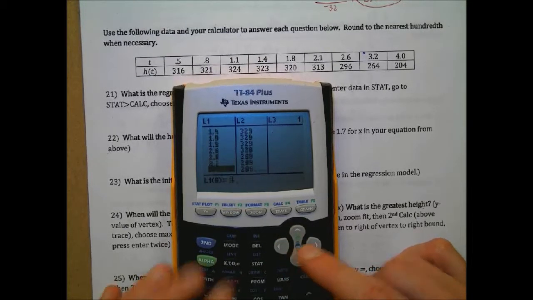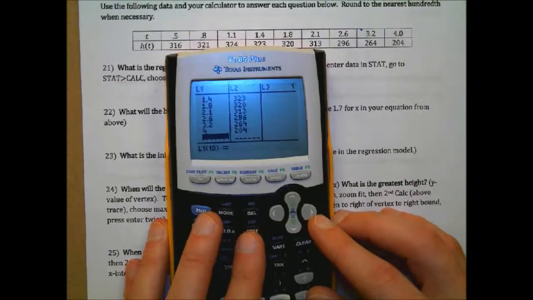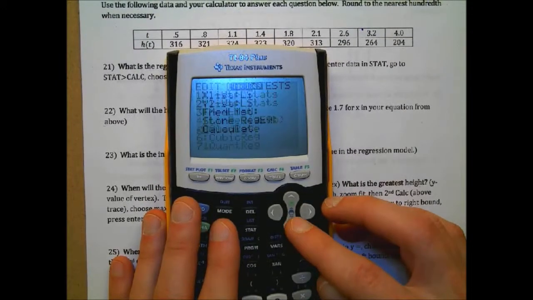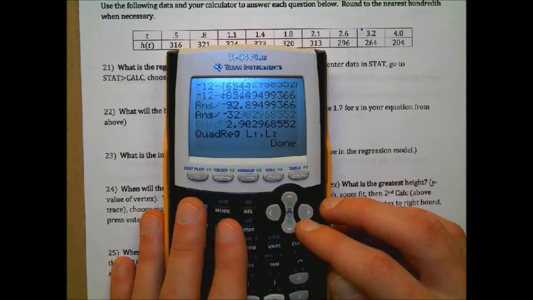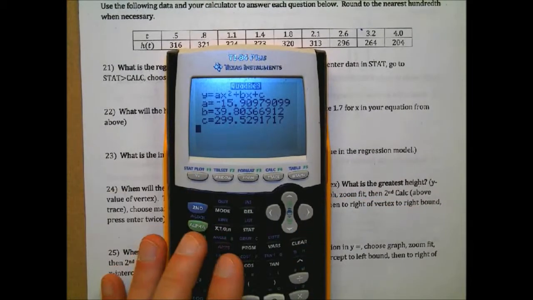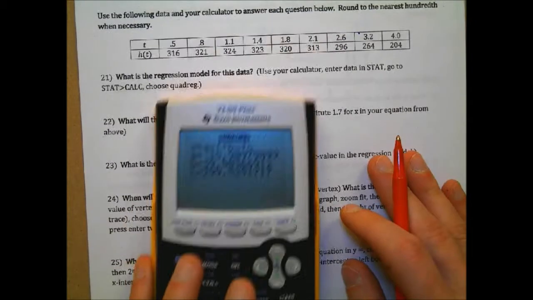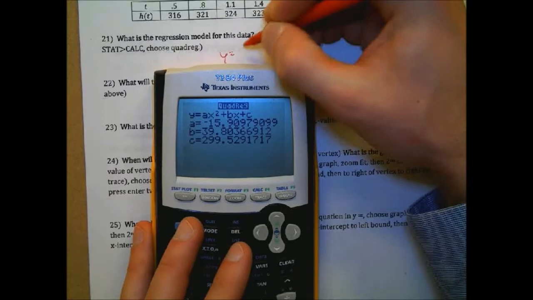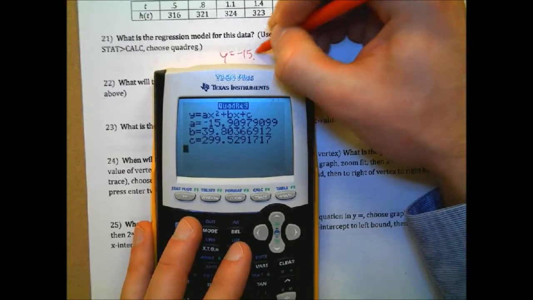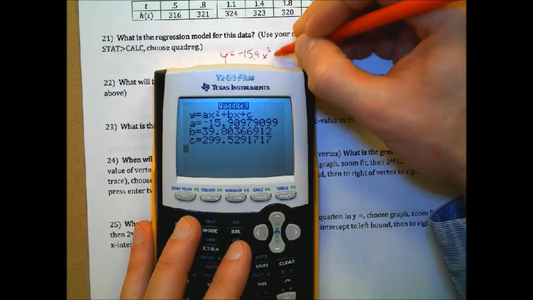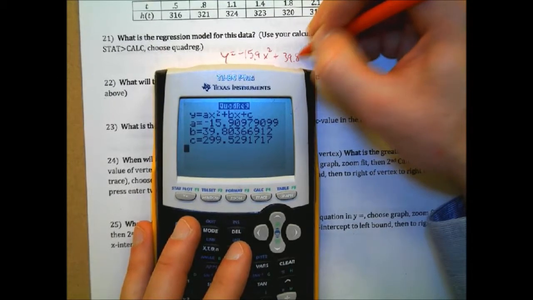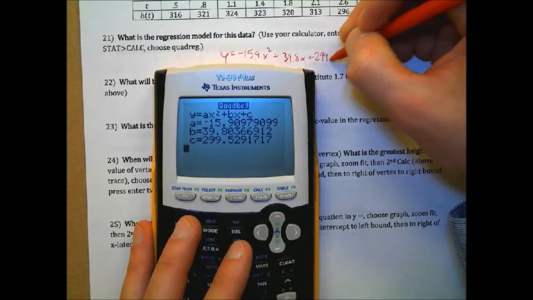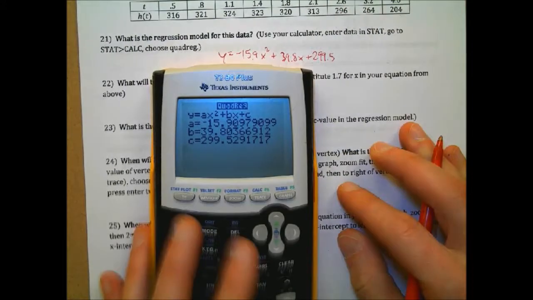So then now that I have my data typed in, what do I press next? Stat. Right. Calc. Then you go 5. Quad reg, number 5. Okay, calculate that. There it is, okay? You're going to want to round, okay? Please make sure you round those numbers there. So I'm going to write them out here for us. Let's see if I can get it all to fit. So y equals negative 15.9 x squared plus 29.8 x plus 299.5. Okay, there's the equation.